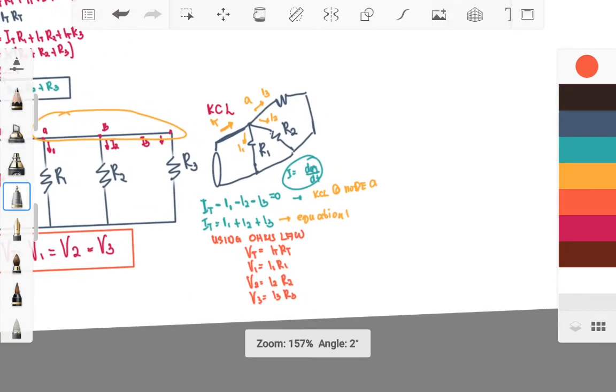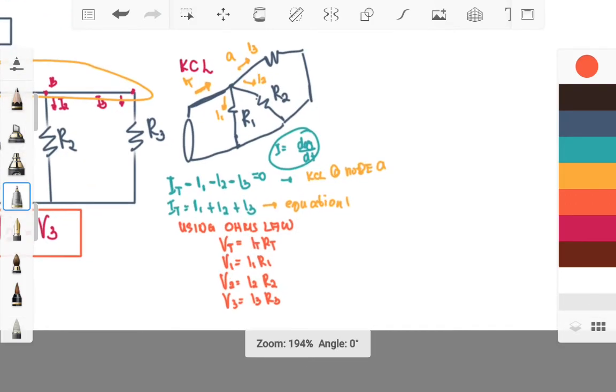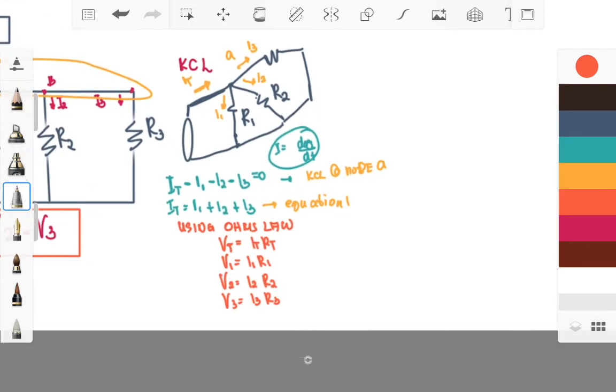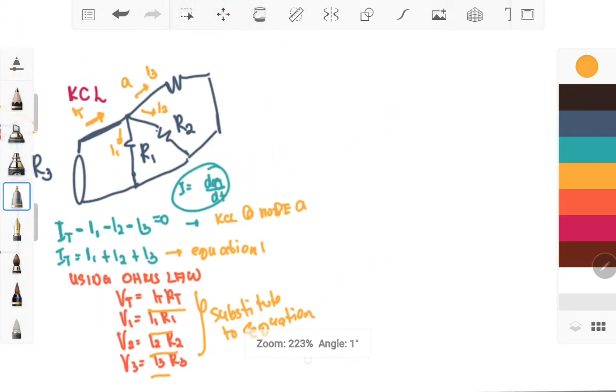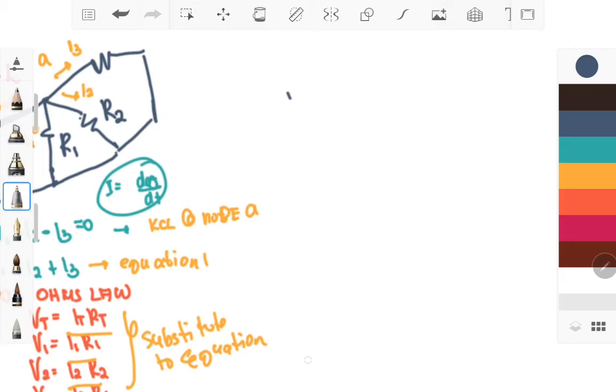So, how? Basically, like what we did in the series connection, we will use equation 1. So, substituting to equation 1, what will we use? Of course, the I. Remembering that, based on Ohm's law, V total is equal to I total multiplied by R total. So, I total is equal to V total divided by R total.